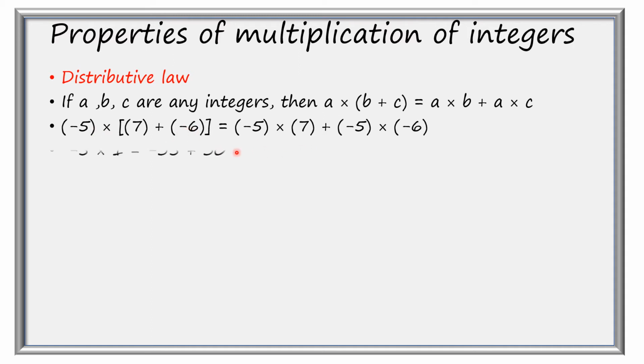So let us solve in this way. Here it is minus 5 into 7, which is minus 35, and minus 5 into minus 6, which is 30. And if we solve the left hand side first, 7 plus minus 6 is equal to 1, and minus 5 into 1, the answer will be the same, that is minus 5 in both cases. So LHS equals RHS.